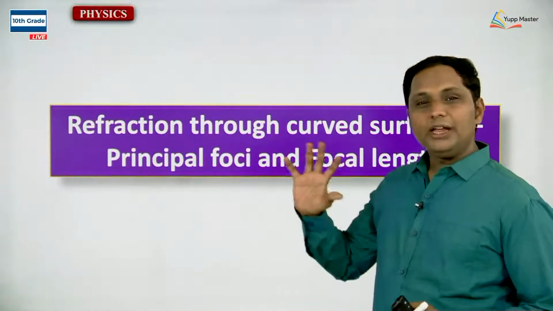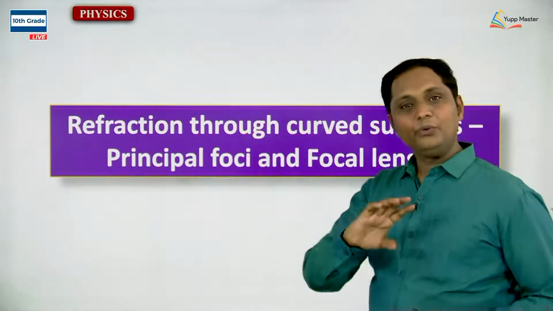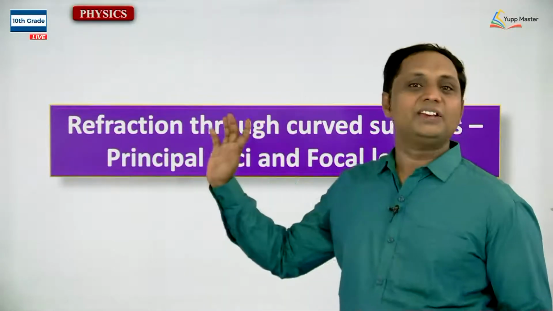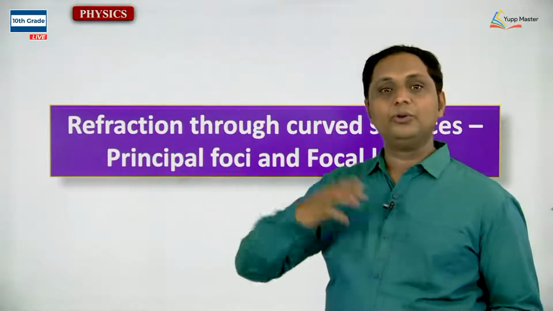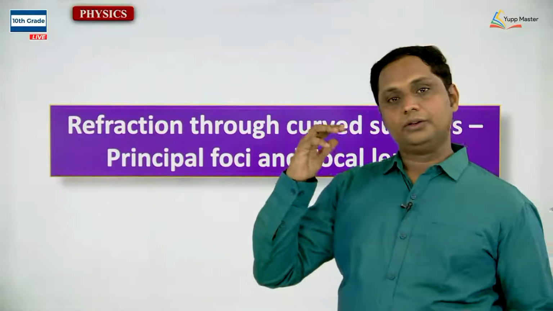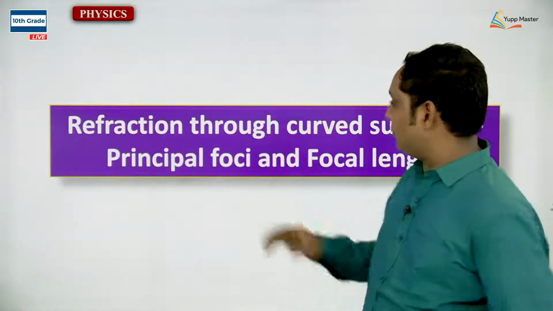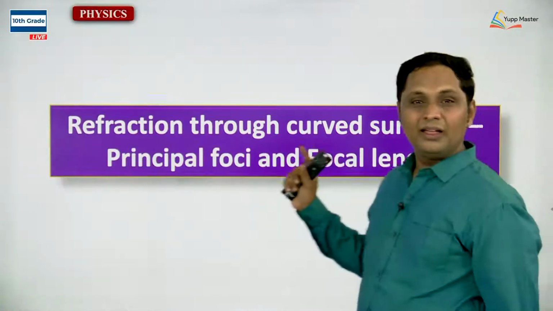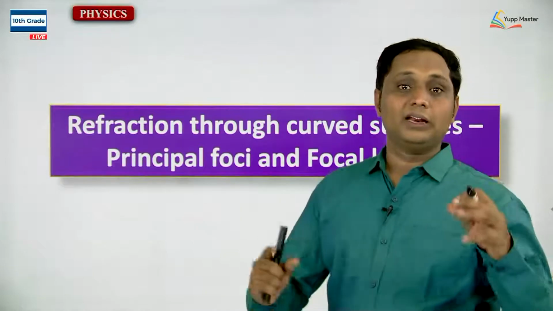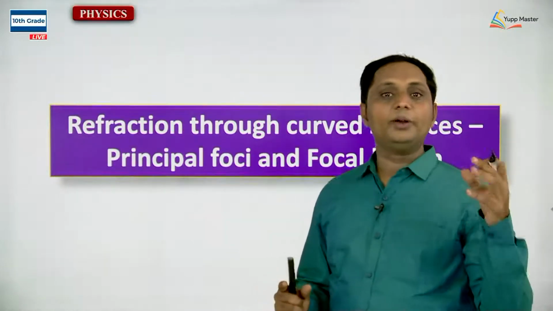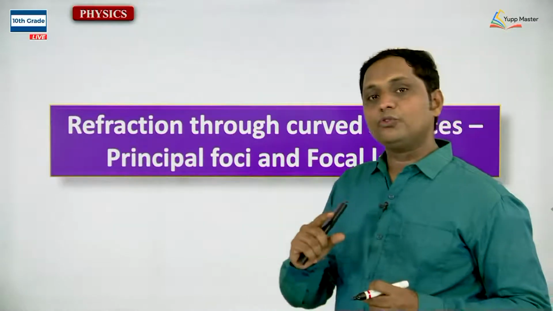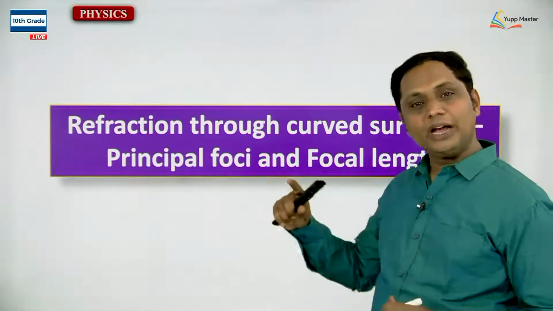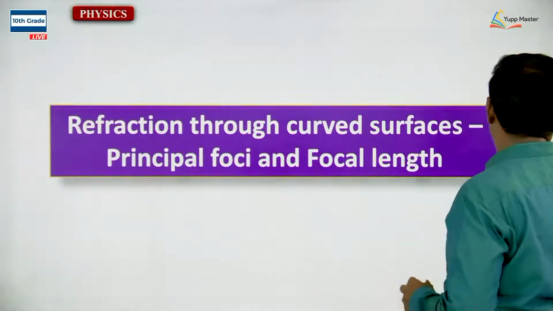If we have seen reflection, it is limited to one medium. The incident light ray is reflected and comes back to the same medium. The bouncing back of the light ray is the reflection phenomenon. But when we take refraction through curved surfaces, the refraction phenomenon is that light rays enter from one medium to another medium. Suppose we take rarer to denser medium, the light rays bend.